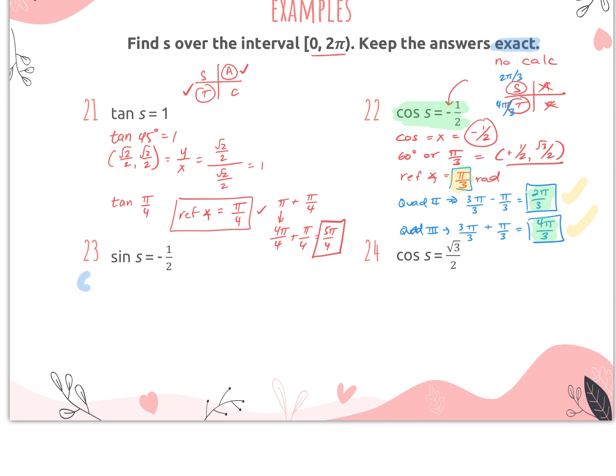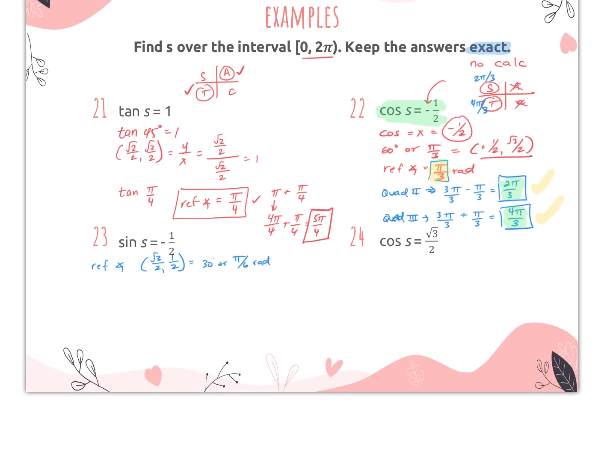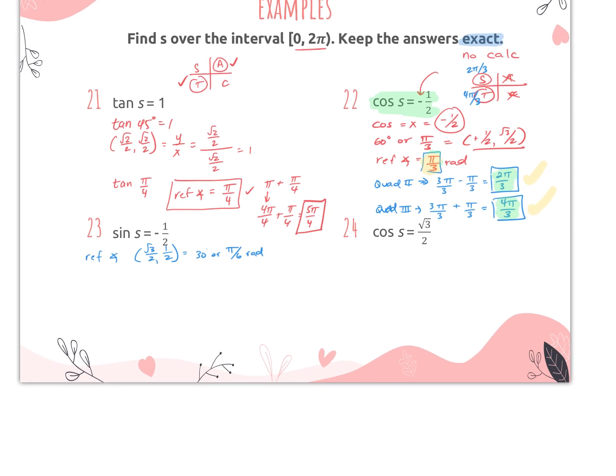I know that I have an ordered pair. There's a reference angle that's going to have an ordered pair. The x is going to be square root of 3 over 2, and the y is going to be a half. And I know that this is 30 degrees or pi over 6 radians. And so I know that I'm dealing with a 30 degree or a pi over 6 radian.